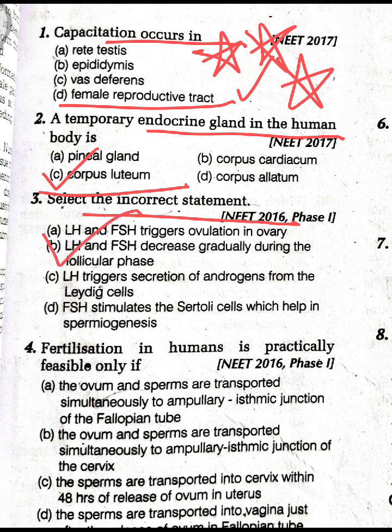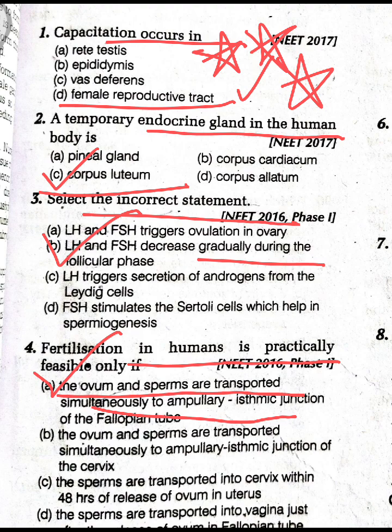So it is option number B. LH and FSH decrease gradually during the follicular phase. They don't decrease during the follicular stage, but their amount increases, which later causes the LH surge. So option number B is the right answer. Next is question number 4. Fertilization in humans is practically feasible only if the ovum and sperm are transported simultaneously to the ampullary isthmus junction of the fallopian tube. So this option is the right answer.